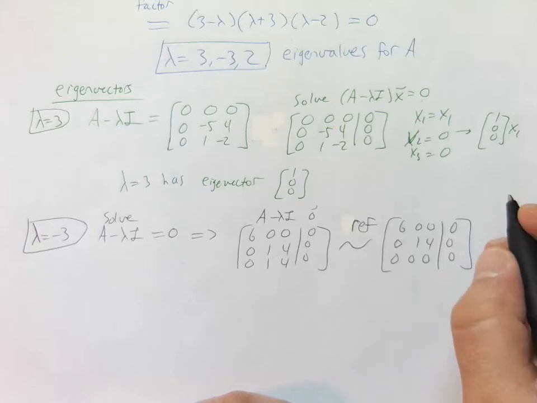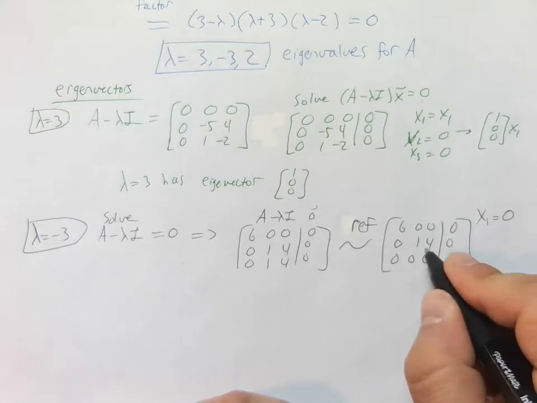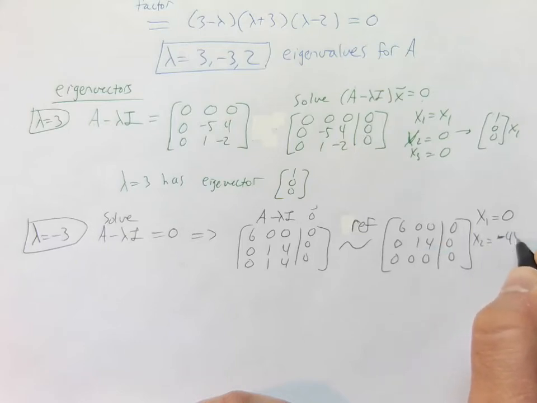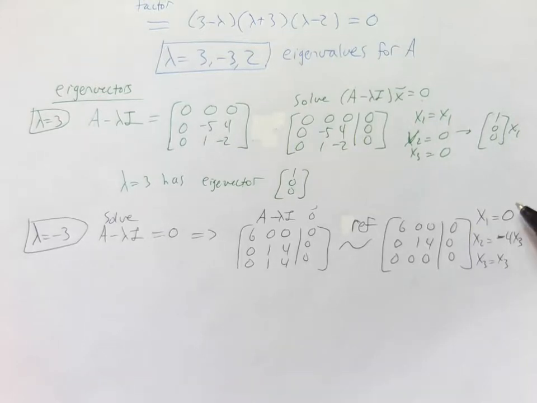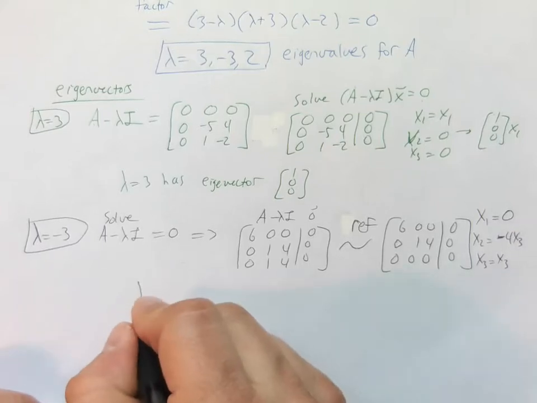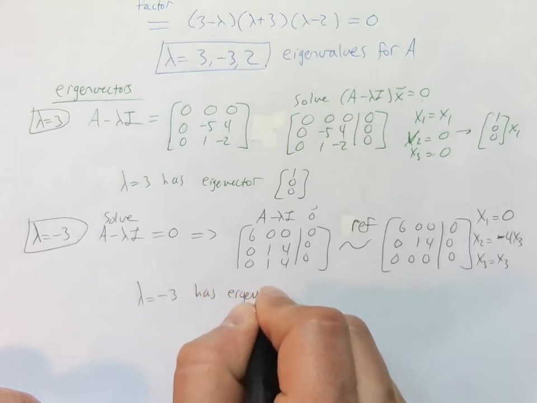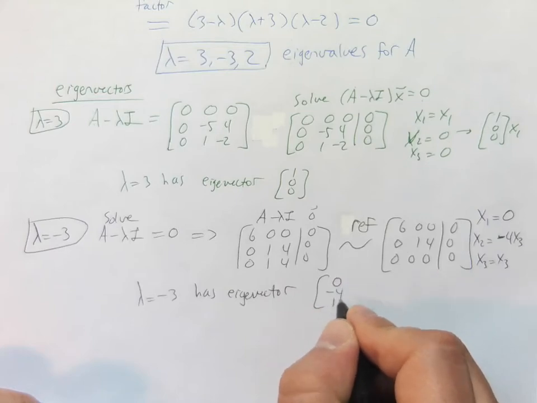Right? So from this, we can see that x1 equals 0. From this second row, we see x2 equals minus 4x3, and x3 is a free variable. And so we get the vector 0, minus 4, 1 for this one. And so lambda equals negative 3 has the eigenvector 0, minus 4, 1.